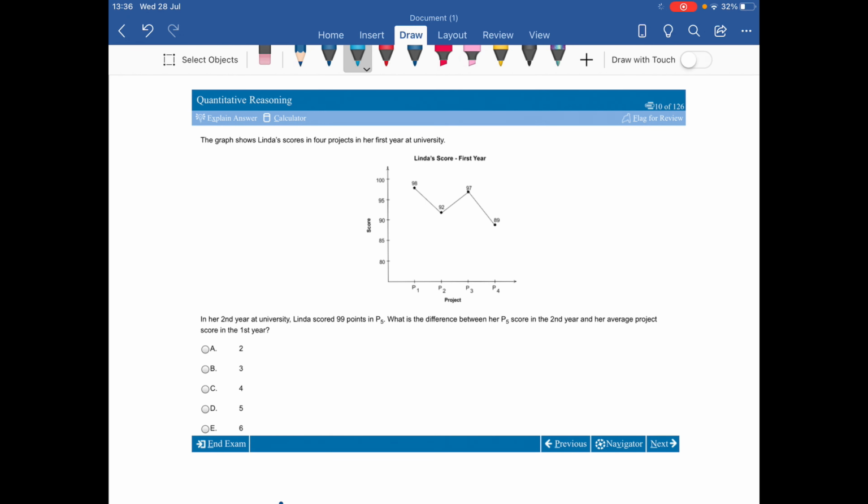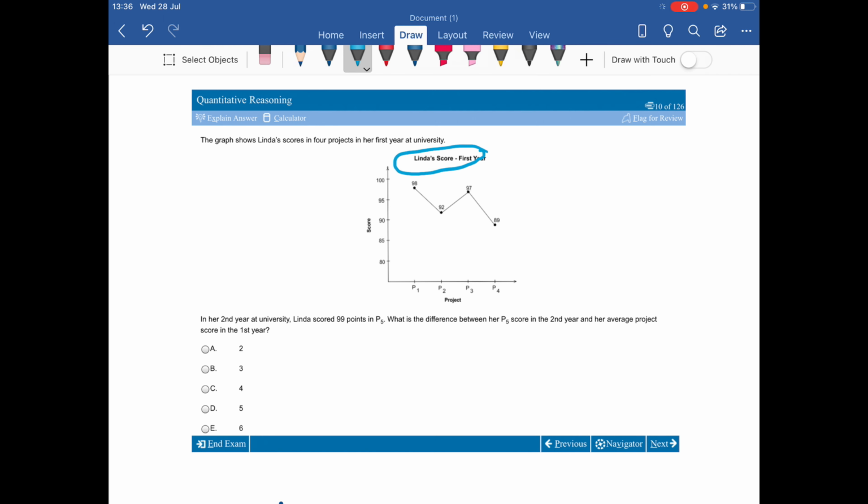Okay, so first do identify all the important information in the question. For example, over here it says that this graph shows Linda's first year scores. You do need to remember that, because the options in these questions do try and account for mistakes that you've made. For example, if you assume this is second year and you make a mistake, they already have answers which correspond to that mistake. So you won't think you've made a mistake because the answer that you've got is in the options, but it's actually wrong.